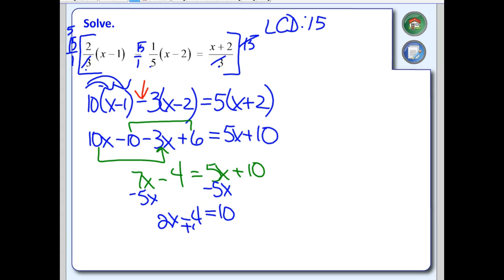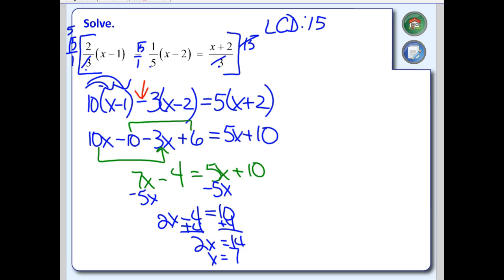And now our floater, okay, we got to get rid of the 4. So now we've got 2x equals 14. Ladies and gentlemen, what does x equal? Yes, x equals 7. Okay, so once you realize, hey, I can eliminate those fractions, once we get rid of those fractions, we're back to what we did in chapter 3, which makes life so much easier.